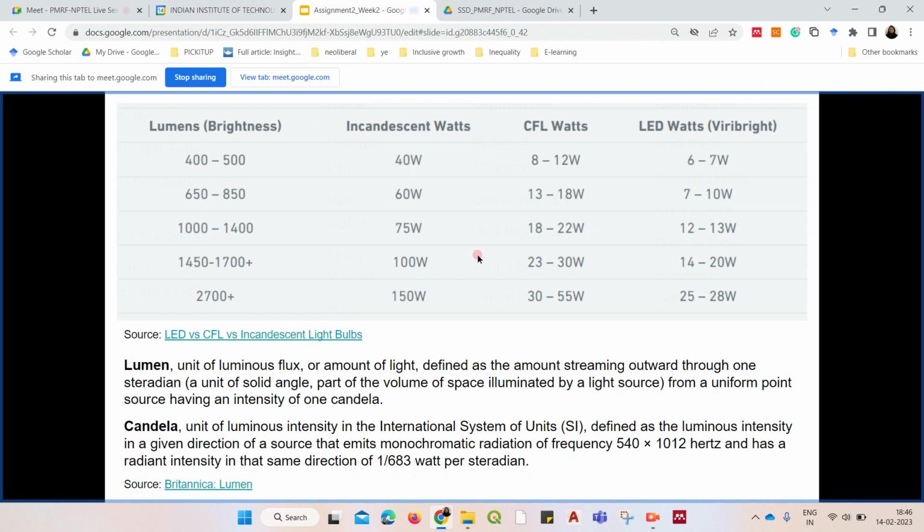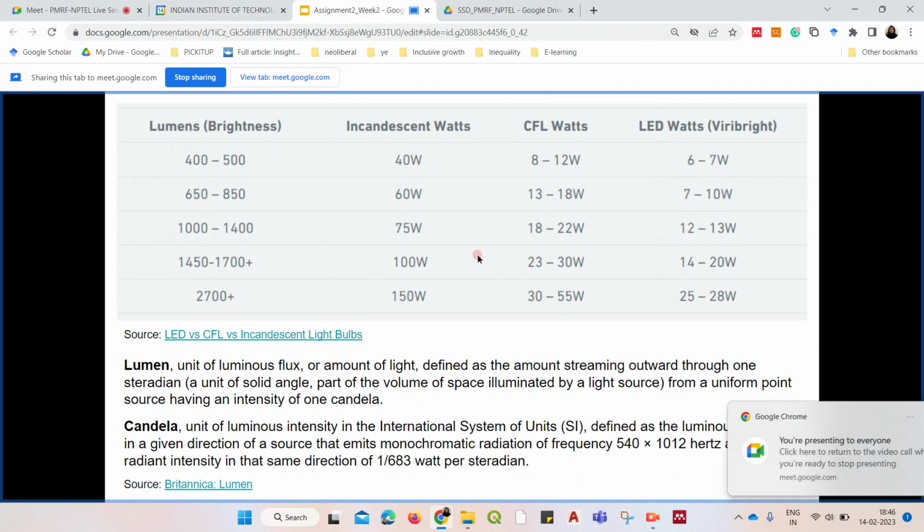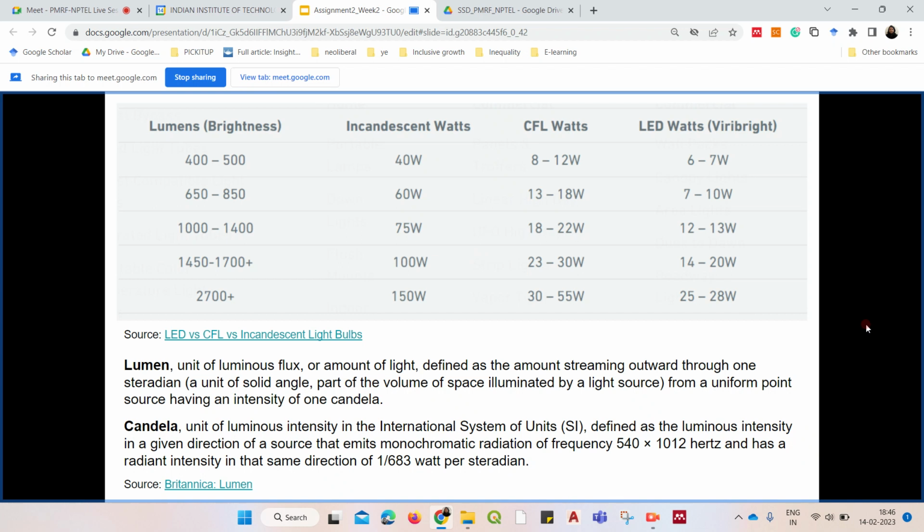Coming back to our presentation, I've also mentioned what lumen means. Lumen is the unit of luminous flux, or the amount of light present in any given space. It can be defined as the amount of light streaming outward through one steradian.